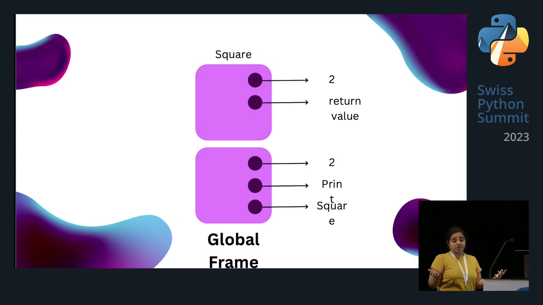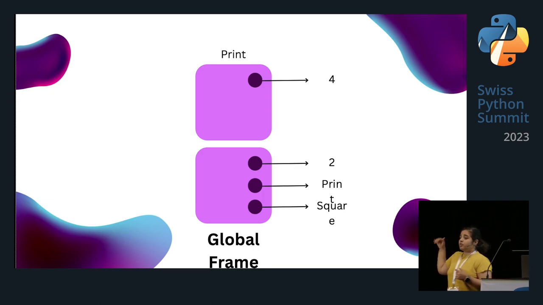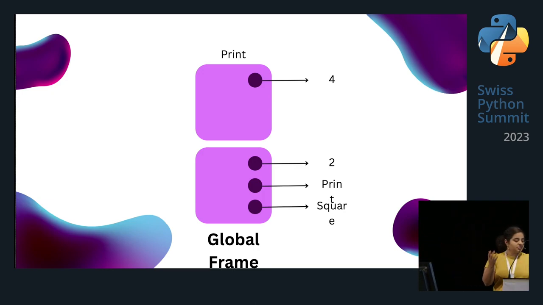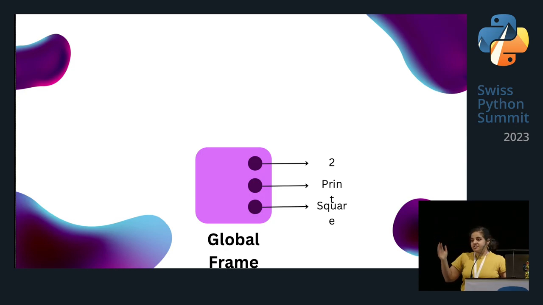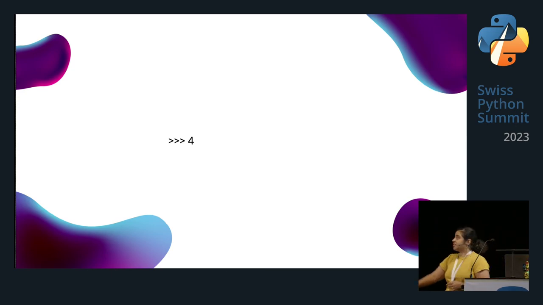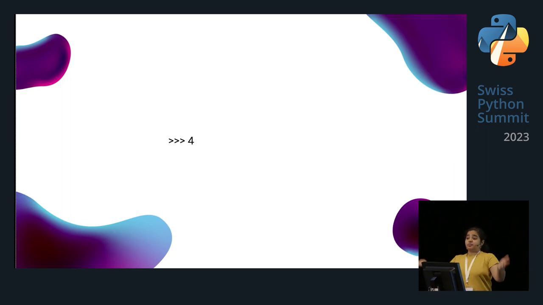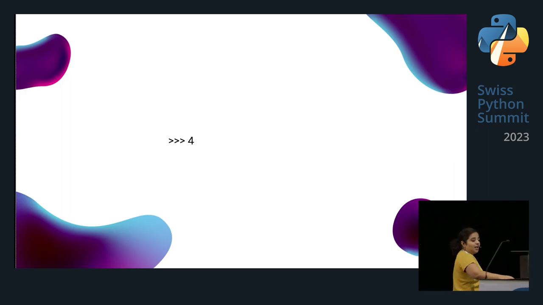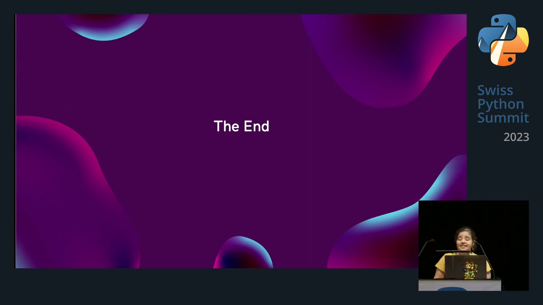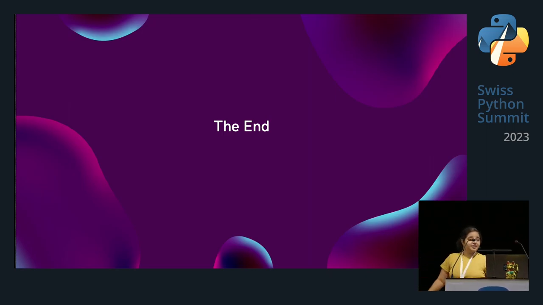Then square gets destroyed because you don't need it anymore, and print gets added on top along with the 4. Print gives you the output. Print is destroyed. The global thing is destroyed, and you see finally on your interpreter or wherever you're running it, the output 4. And that's basically it. That took us, I think, 20 or 25 minutes to execute that program. Normally it takes much faster, but I hope this was fun.